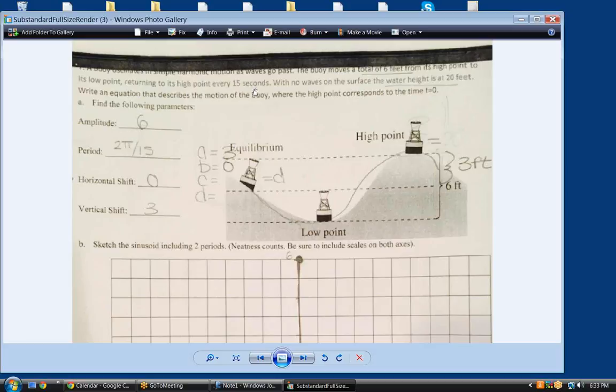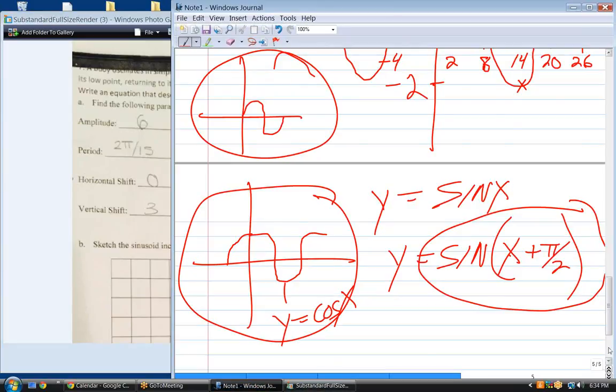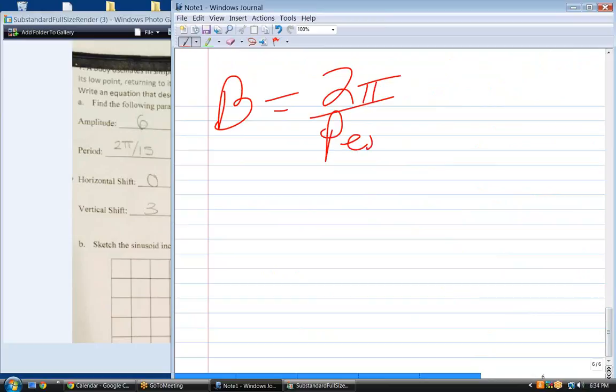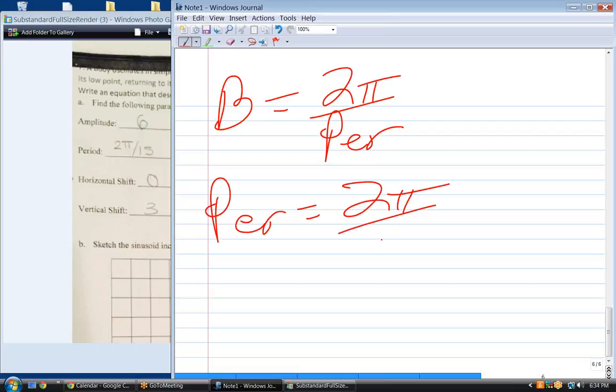And it returns to its high point every 15 seconds. What is the period? 15 seconds? Exactly. Okay, so it wouldn't be 2 pi over 15? No, it's 15. Now, what is B? Because B relates to the period. Always remember that when you get B, B is 2 pi over the period, which makes the period 2 pi over B. So make sure you know both of those. They're not two different ones. They're the same thing.